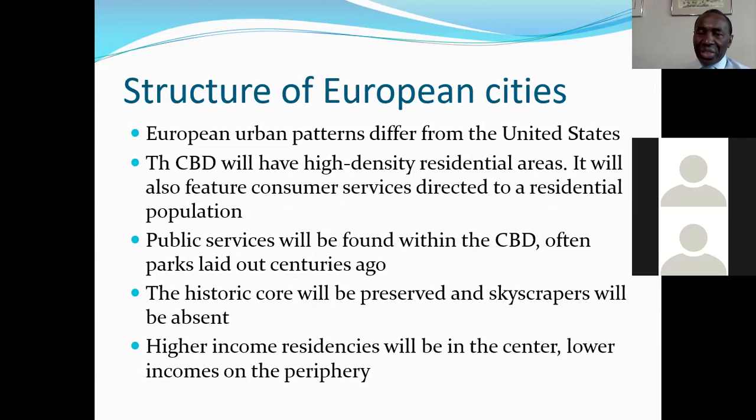So let's get this clear. There are several differences between the structure of European cities. One, unlike North American cities, the rich live in the CBD. They have their consumer services that they need there. Secondly, there are several old monuments and old structures like parks, like museums, like even royal house mansions that are in those CBDs. Then also the poor live in the periphery, or what we can call the suburbs. And most of these poor live in high-rising buildings. So those are the major differences between the structure of European cities versus those in North America, Canada, and the United States. Any question or comment?